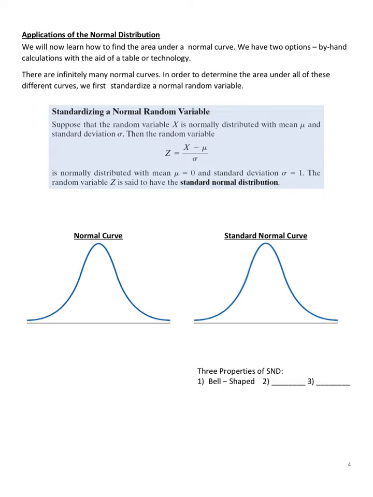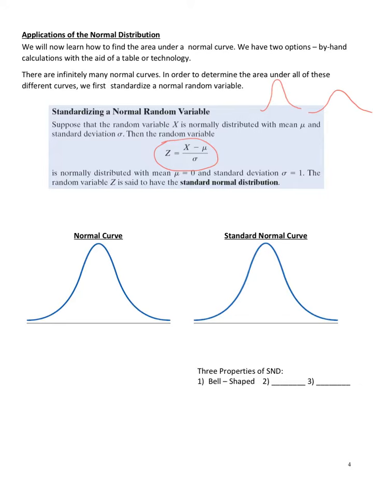Now, there are infinitely many normal curves with different values of mu and different values of sigma. Some are really narrow, some are really spread out; a narrow one looks like this and a wider one looks like this. So in order to determine the area under all of these different curves, we first standardize our normal random variable x using the z-score formula. This one right here: z equals x minus mu divided by sigma. Do you remember this formula?